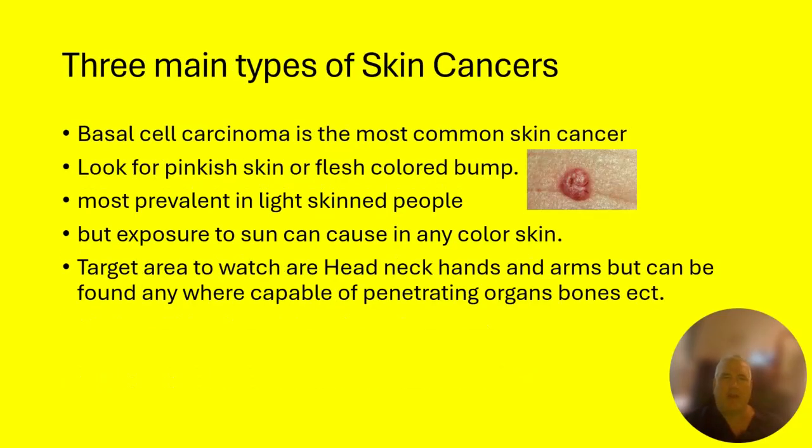There are three main types of skin cancers. Basal cell carcinoma is the most common skin cancer. It is indicated by a pinkish skin or flesh-colored bump. Again, it is prevalent in light-skinned people, but it is not exclusive to them; it occurs in dark-colored skin as well. The target areas to watch for are the head, neck, hands, and arms, but it can be found anywhere and is capable of penetrating organs and bones, etc. So it can be very invasive.